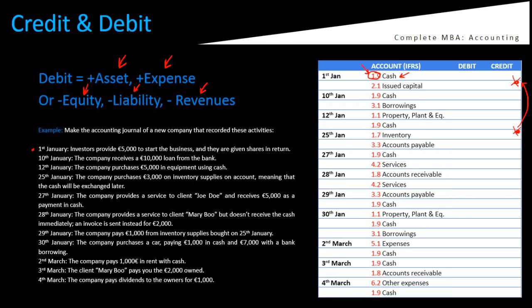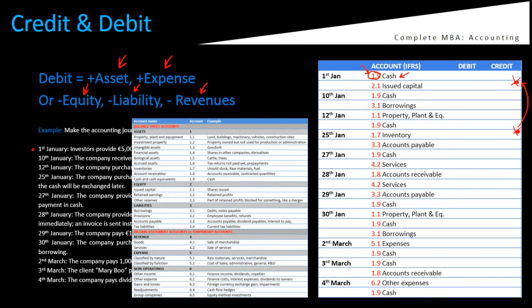Let's see. First one, 1st of January. Imagine that investors provide 5,000 euros to start your business and they're giving shares in return. So now we have to identify the two accounts being involved in this transaction. Because they're providing you 5,000 euro, your cash is being increased by 5,000 euro. That is your first account. If you look for cash, it is here, the 1.9. So you write here 1.9, you write here cash, and then you go to the next one.